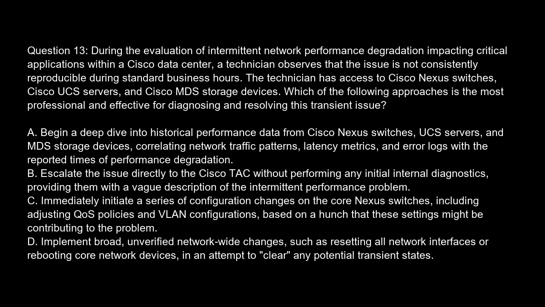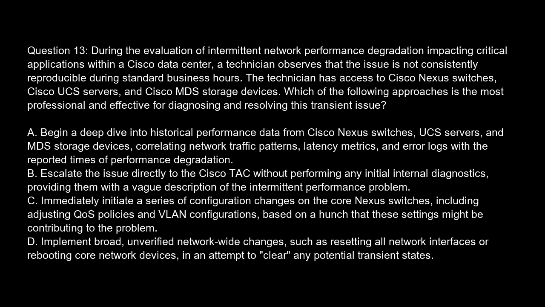Option A. Begin a deep dive into historical performance data from Cisco Nexus switches, UCS servers, and MDS storage devices, correlating network traffic patterns, latency metrics, and error logs with the reported times of performance degradation. Option B. Escalate the issue directly to the Cisco TAC without performing any initial internal diagnostics, providing them with a vague description of the intermittent performance problem.